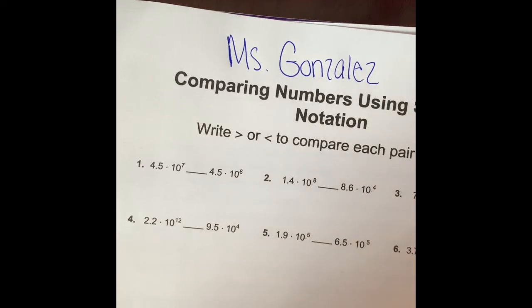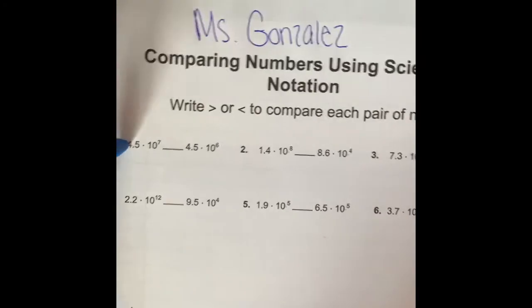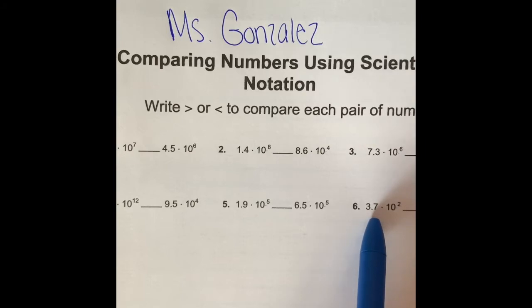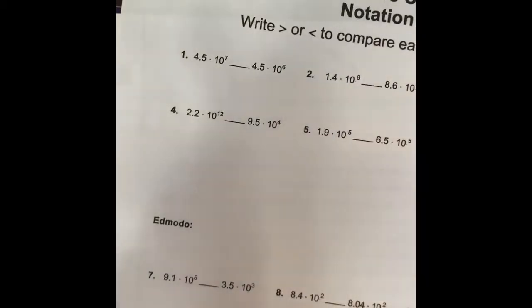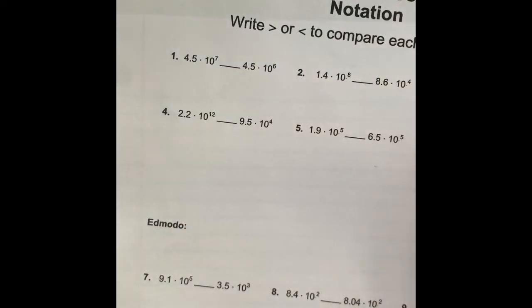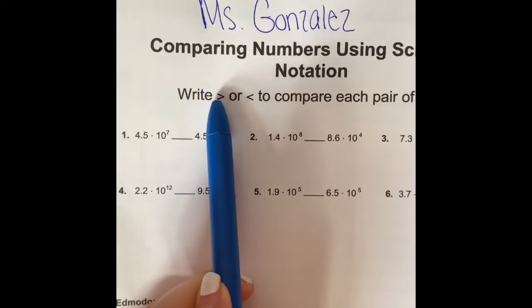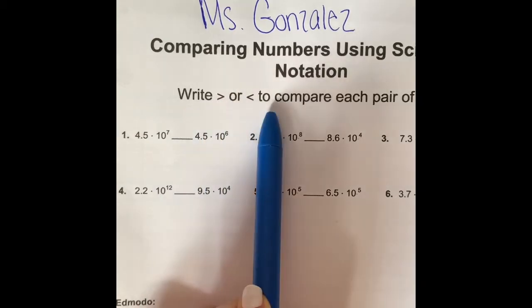So the way you're supposed to do is you are supposed to practice by doing 1 through 6. Okay, that's your practice. That's what you do on your own. On the Edmodo quiz will be questions 7 through 12. Okay, you're basically just saying whether it's greater than or less than.